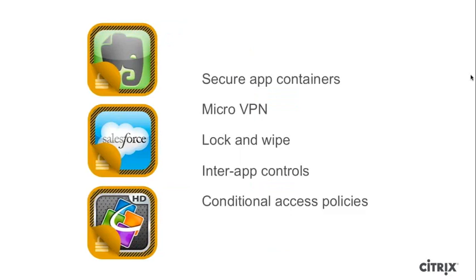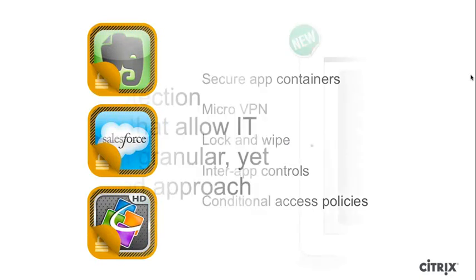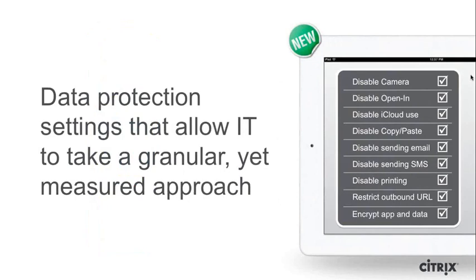We have secure app containers to drop the applications into. We have a micro VPN to let them talk back to certain resources securely. We can lock and wipe applications on demand. We can use interact controls, which stop them from talking to each other without the right authority to do so, and even to the point where we can do conditional access policies. And they're really about saying, well, you can download an application, you can take an application onto a device, and the application works on the corporate network. As soon as you go off the corporate network, though, it stops working.